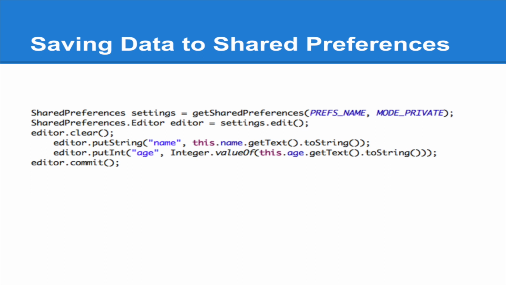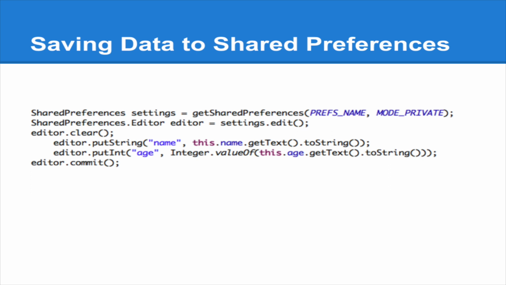Saving, slightly one extra line involved in saving. You have to have an editor object. So we've got our shared preferences. We create an editor, okay, which is a method of the shared preference object. And this allows us to edit the settings. So you can see, look, shared preferences editor equals settings.edit. And this editor will allow us to modify those settings, those shared preferences.